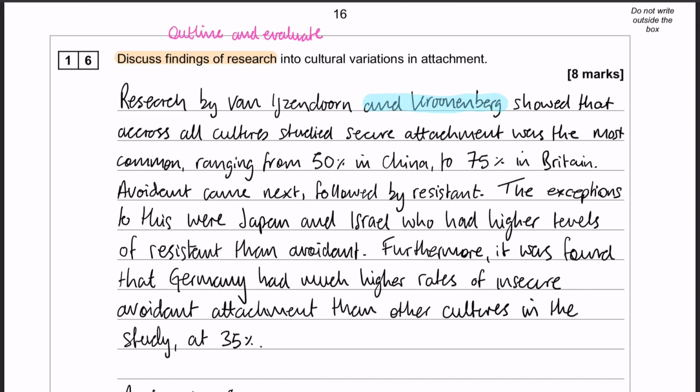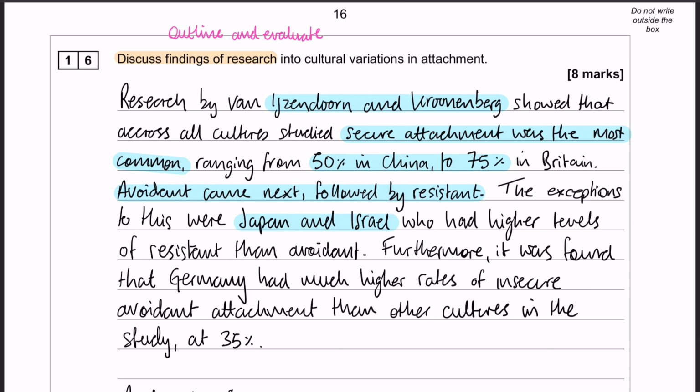I have done, like I said, the Van Eysendorn and Cronenberg study, and I'm just going to give the main findings. So we've got secure attachment was the most common across all countries. You can add some detail in by saying it ranged from 50 to 75%. You've then got avoidant and resistant as the next two. You can then start getting into the detail a little bit and saying that Japan and Israel, for example, as collectivist cultures, were an exception to this rule because they had much higher levels of resistant than avoidant.